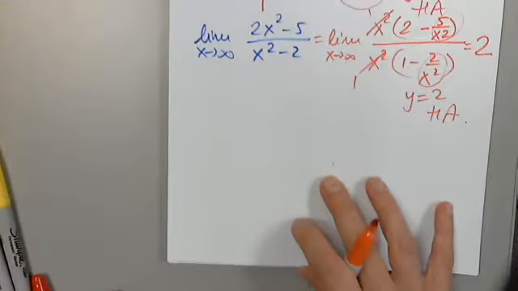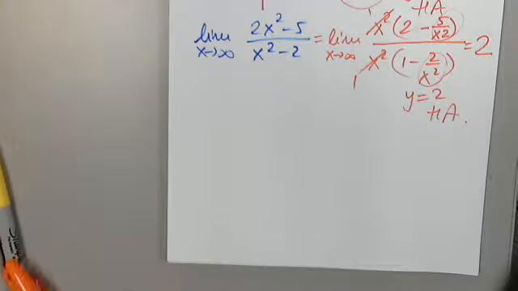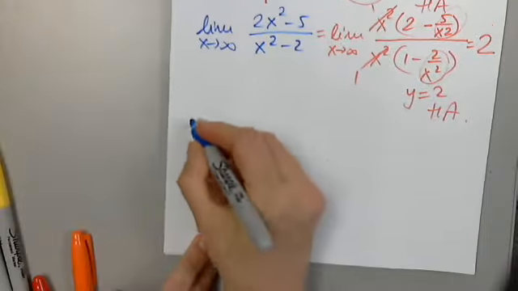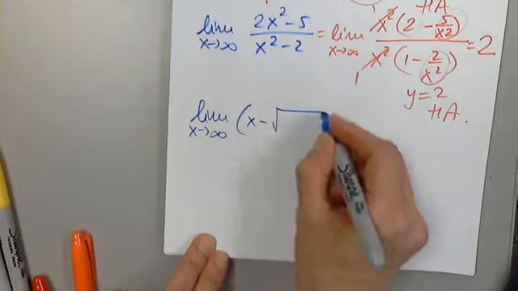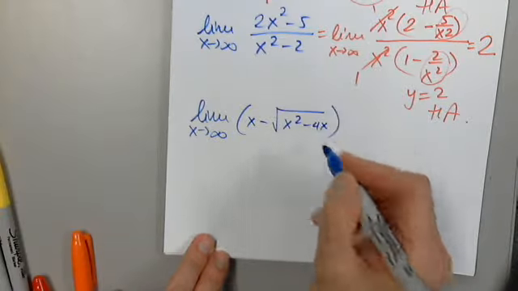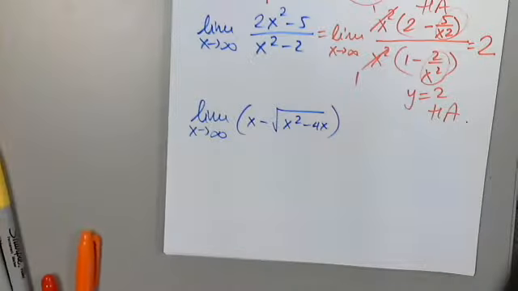Okay? Now I would like to look at the next one, and I would like to work on this together. The limit as x approaches infinity of x minus the square root of x squared minus 4x. Before we look at this, I would like to go back to these problems for a moment. I jumped ahead without asking you something very important.